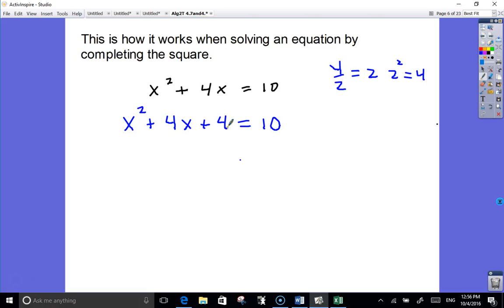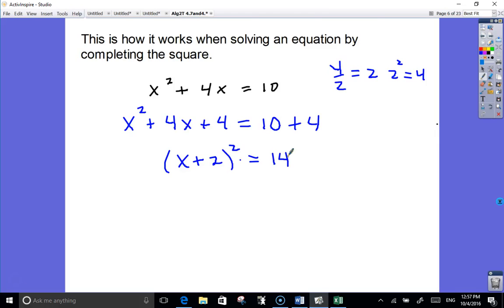But now, because we're solving an equation, I can't just add 4 to one side of the equation unless I balance it out somewhere else. So let's add 4 to the right-hand side too. If you add 4 to one side, you've got to add it to the other. That's why that last number makes a difference. Okay? Plus 4. Okay, now on the left side, we can factor it. That's a perfect square trinomial. That's x plus 2 squared. On the right side, we have 14.